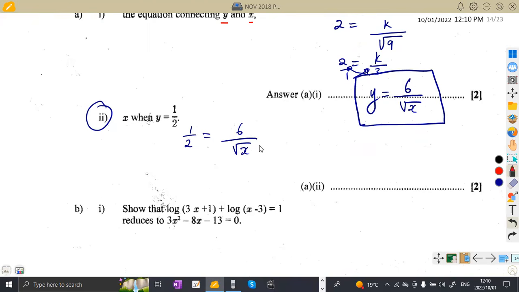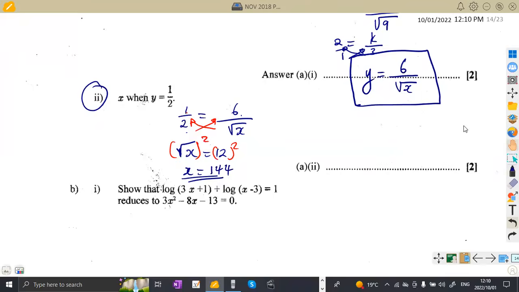So what can you do? It's an equation. We can cross multiply to remove the fraction. 1 times square root of x, that's square root of x, is equal to 2 times 6, which is 12. So definitely to remove the square root of x here, we have to square both sides. We square here, we square here. So that means x is equal to 12 squared, which is 12 times 12, that is 144. All right, then that was it actually. So this is very simple.